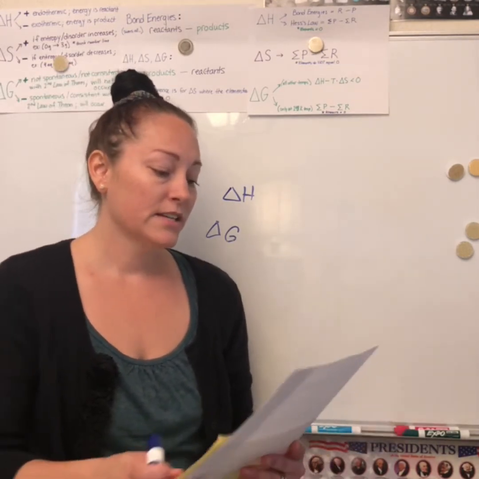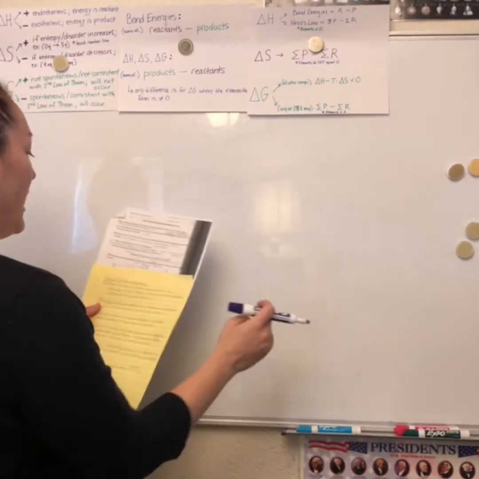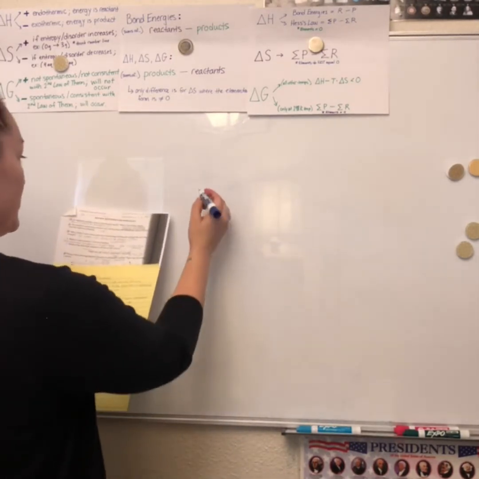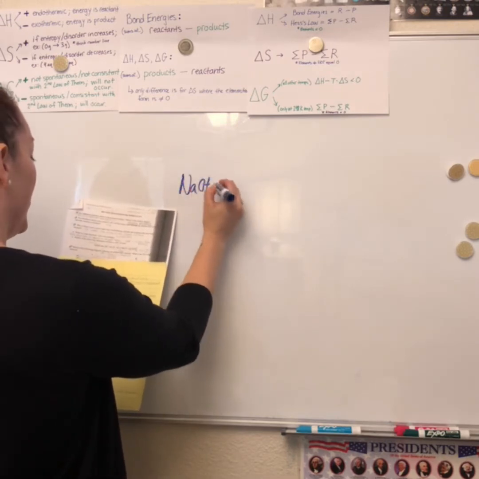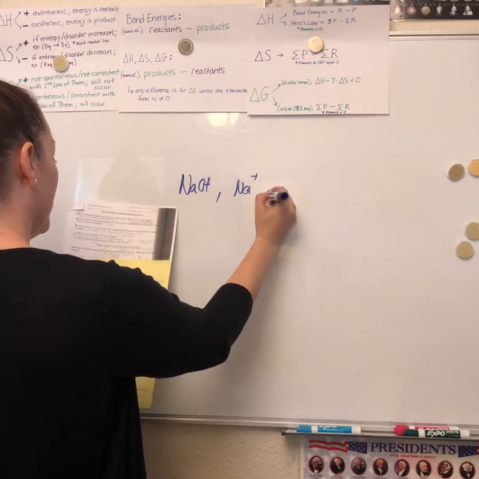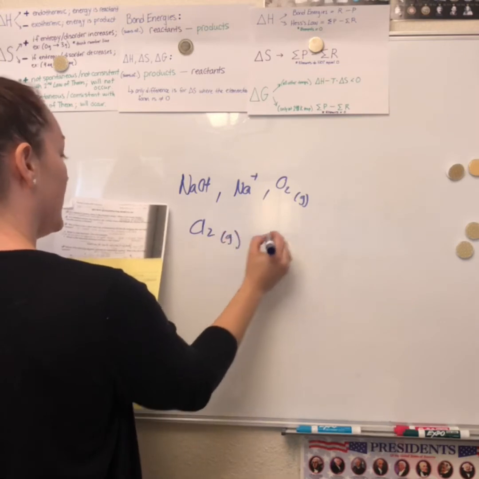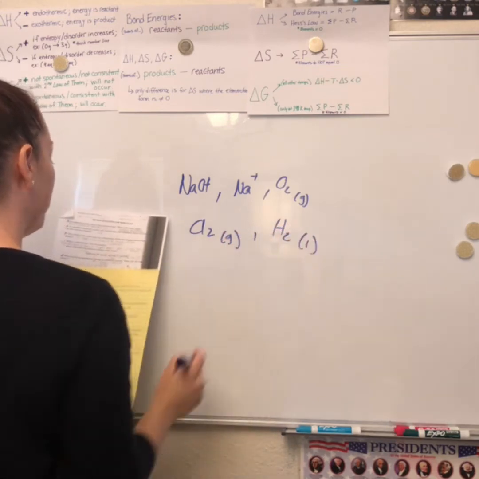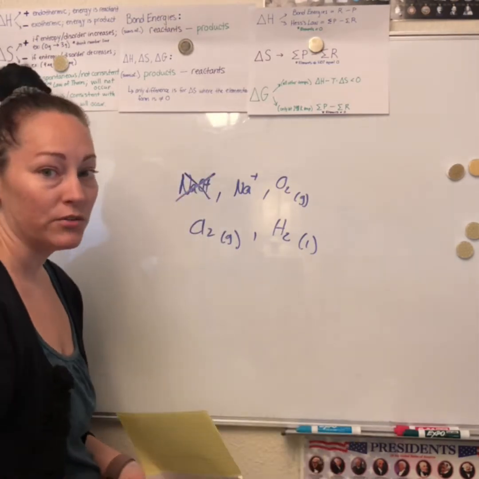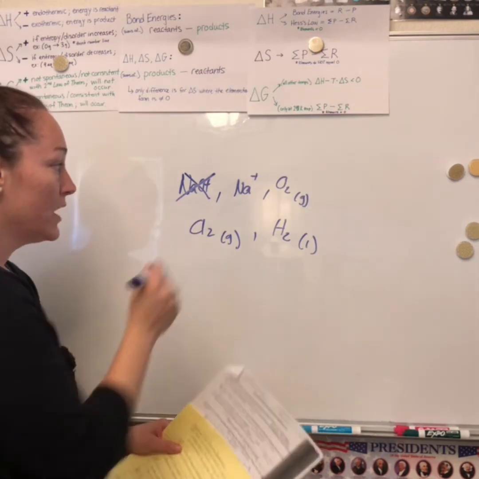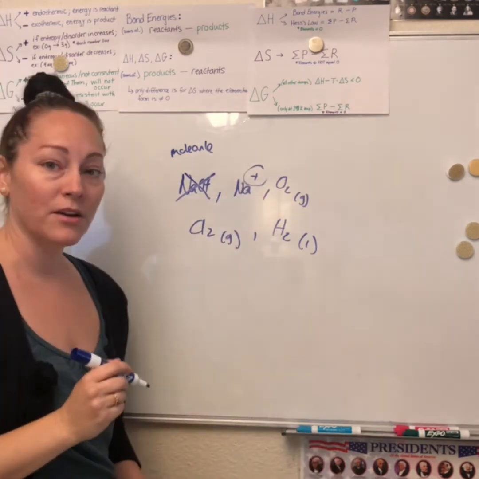All right, number 5. It says, which of the following substances, and then it lists them, will have a standard enthalpy of formation of 0. So they have NaOH, Na+, O2 gas, Cl2 gas, H2O, okay? So the first one, that one is not one, because it's a molecule. So if you have any molecules, those are not one. This one, I'll put that up here, molecule. This one is an ion, we can tell because it's got a charge on it.